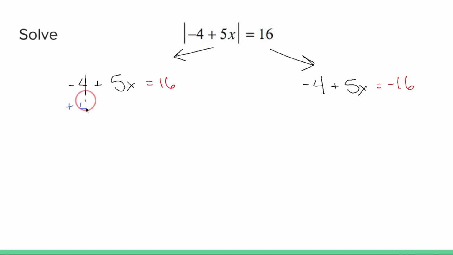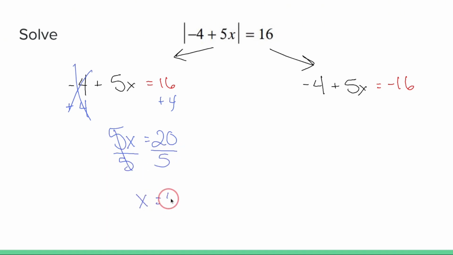So let's add 4. Let's add 4. Cross you out. 5x equals 20. Divide by 5. Divide by 5. X equals 4. So that's one of our guys, maybe. Now we do this guy too.